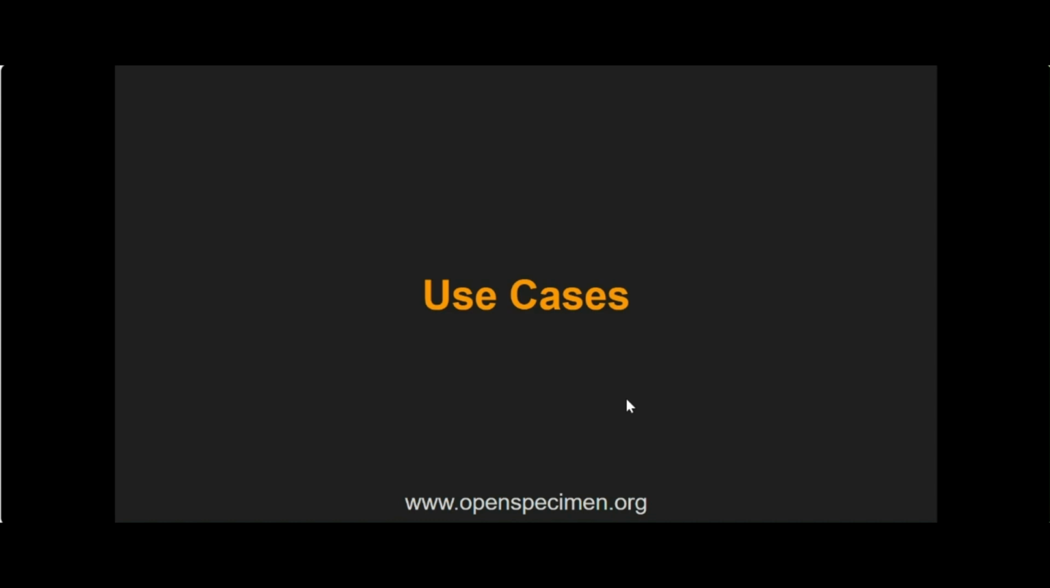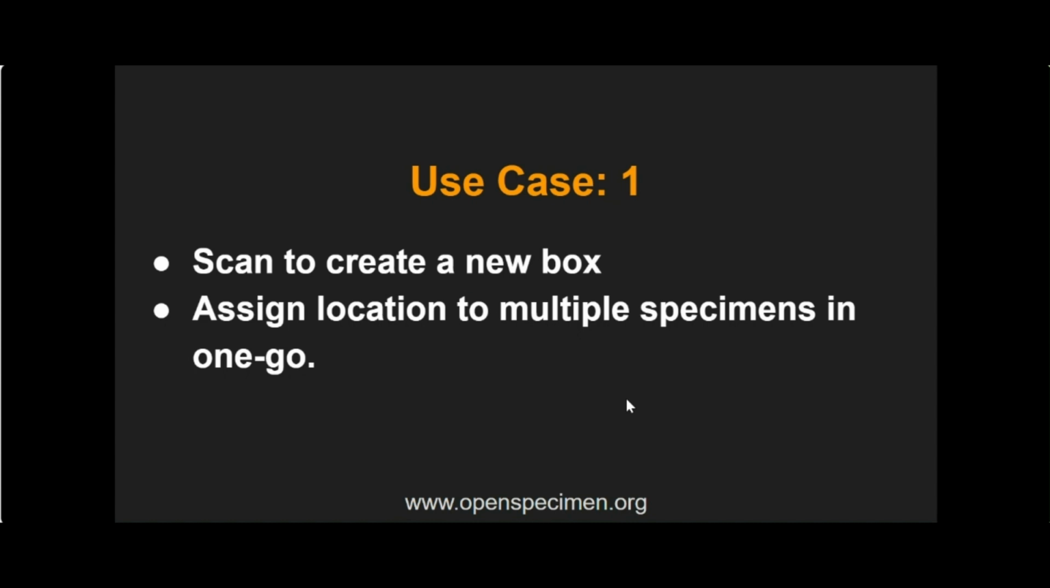So what are the use cases? We will pick one use case at a time and see a quick demo. The first use case is scan to create a new box and assign locations to multiple specimens in one go. This is typically useful in a setup where multiple users are processing aliquots, and the freezer facility ultimately creates a box to place the specimens in the new box.